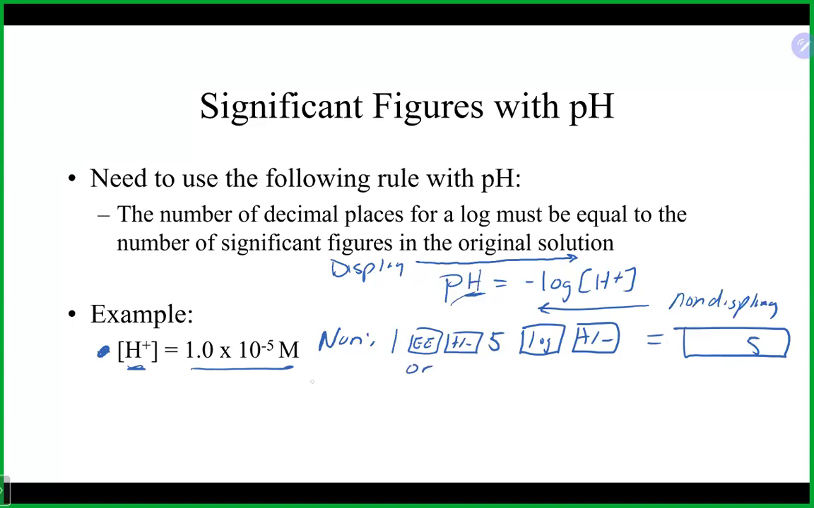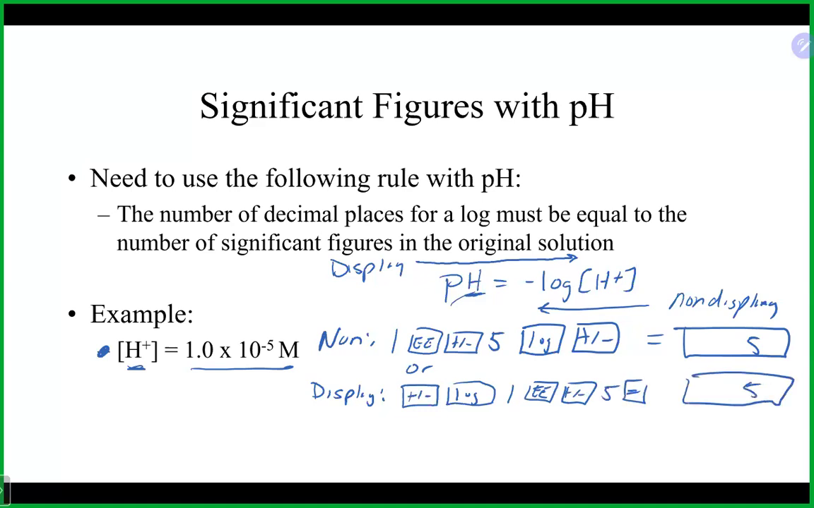Or again, in case you do come across a display calculator, you would punch it in exactly the way it's written, which means you would start with your negative button, hit your log button, type in your concentration, 1, exponent button, negative button, 5, equals. You should also be staring at a 5. Any questions on how to punch it in there?